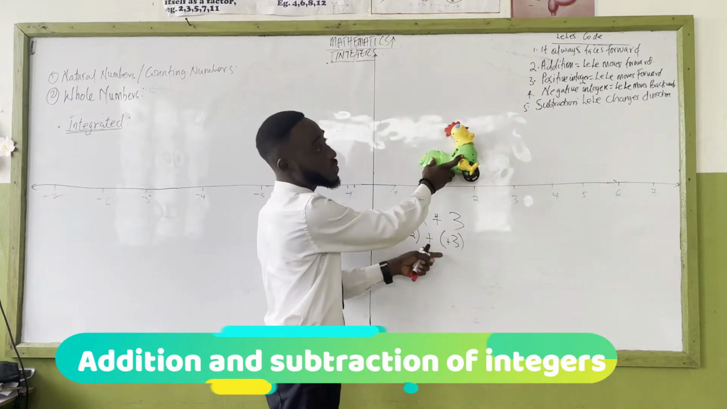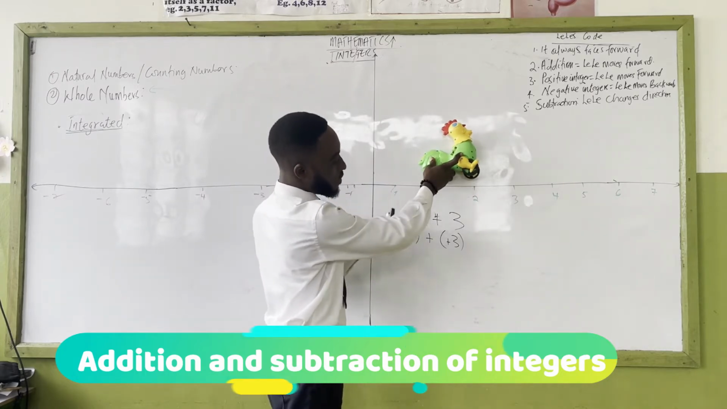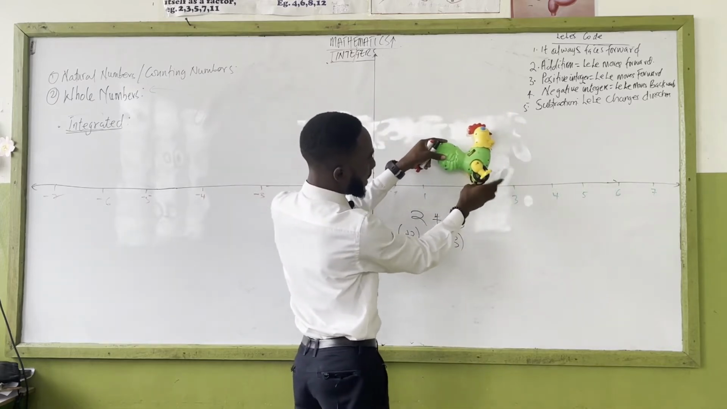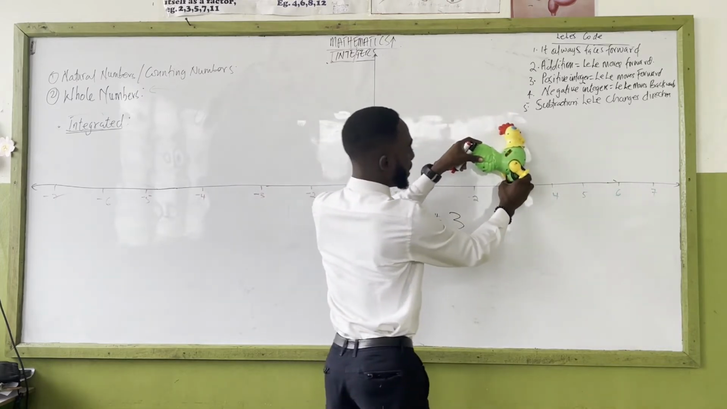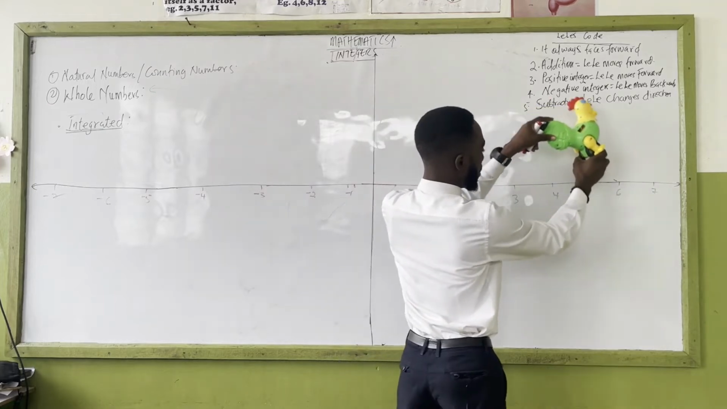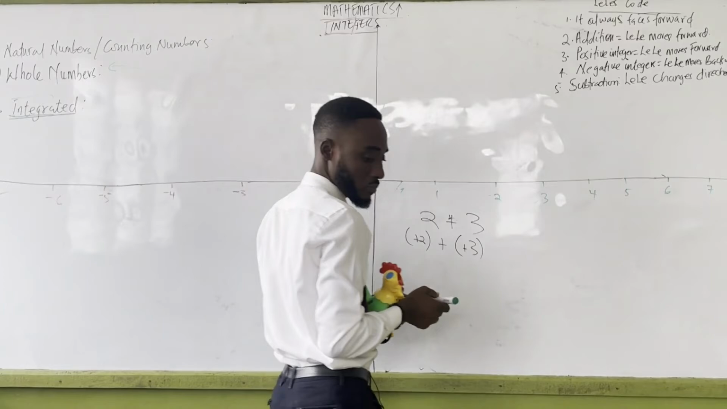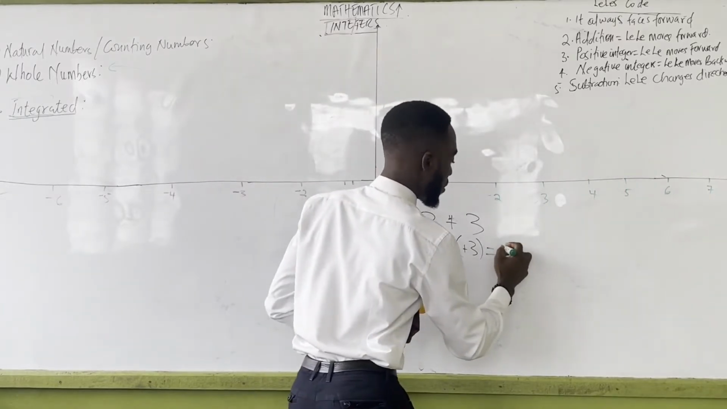Okay, so I have 2 plus 3. Where will Lele be? Right here, right? Starting from here, plus means addition, so it moves forward. How many times is it going to move forward? 3. So let's measure it from this leg: 1, 2, 3. So where will Lele be? 5. All right.